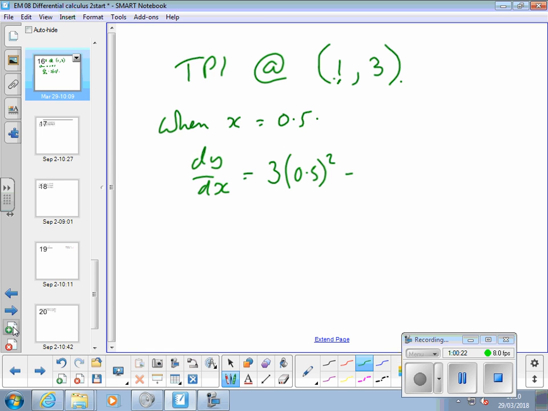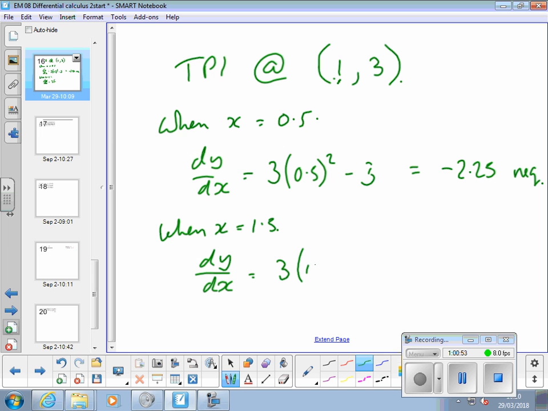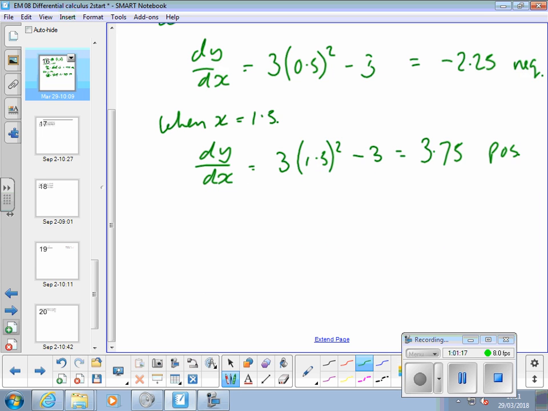Minus what? Equals -2.25. So the slope before x is equal to 1 is negative. When x is equal to 1.5, dy by dx is equal to 3 times 1.5 squared minus 3 is equal to 3.75, positive. Therefore, we're talking about a slope that's going from negative to positive, must be a minimum.